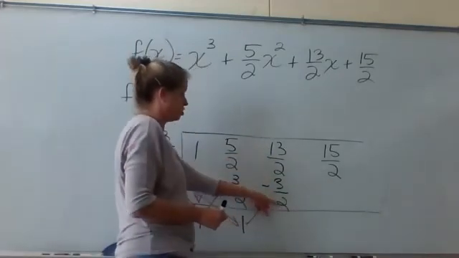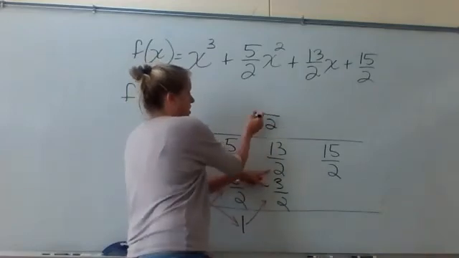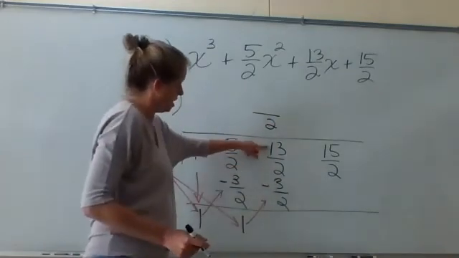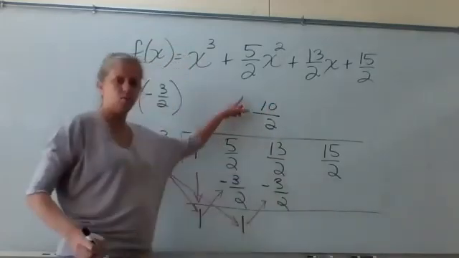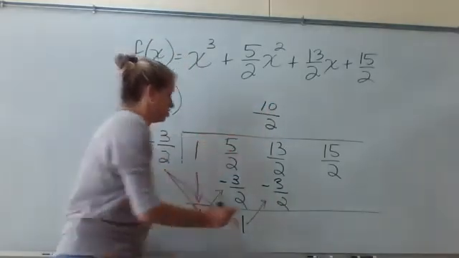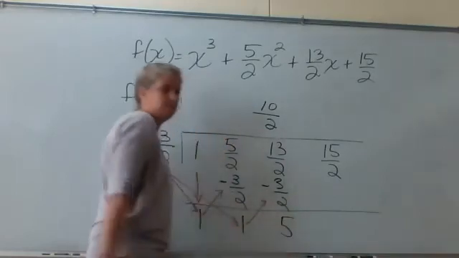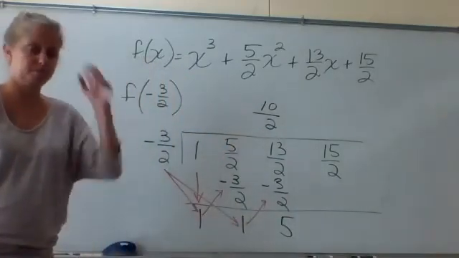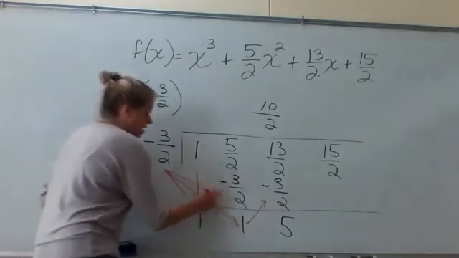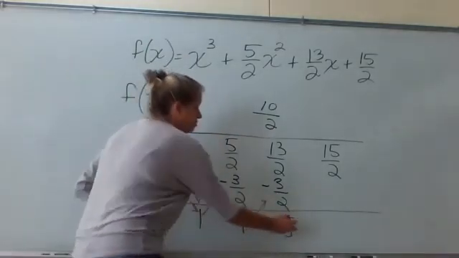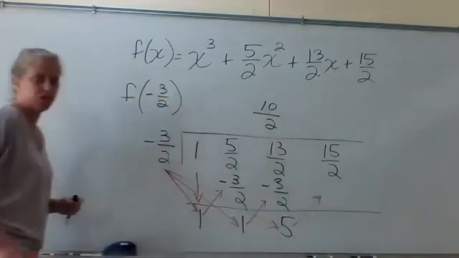When I add this straight down, let's see. Again, same denominator, so my denominator is going to be a 2. Let's see what my numerator is going to be. 13 and -3, which gives me 10. Well, what does that mean? What is 10 over 2? It's just 5. So it's still a whole number. Now I need to do -3/2 times 5 and put my answer here.